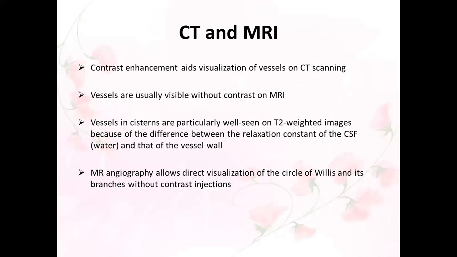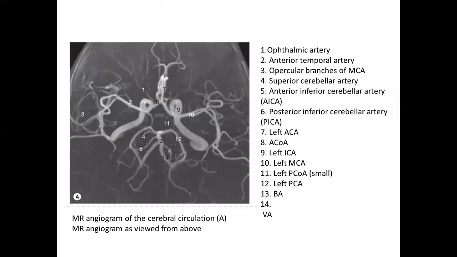CT and MRI. Contrast enhancement aids visualization of vessels on CT scanning, while vessels are usually visible without contrast on MRI. Vessels in cisterns are particularly well seen on T2-weighted images because of the difference between the relaxation constant of the CSF and that of the vessel wall. MR angiography allows direct visualization of the circle of Willis and its branches without contrast injection. This is MR angiography showing the circle of Willis and its branches.